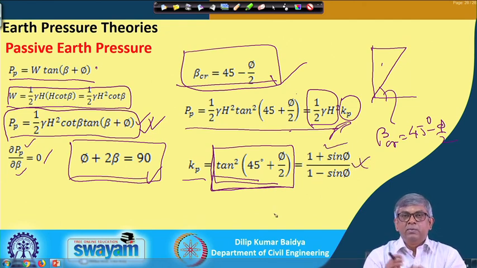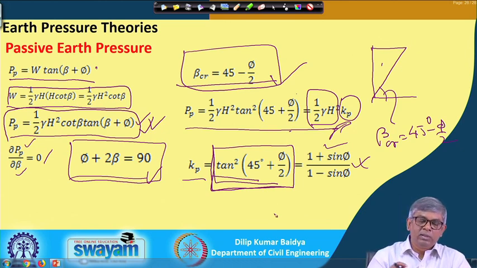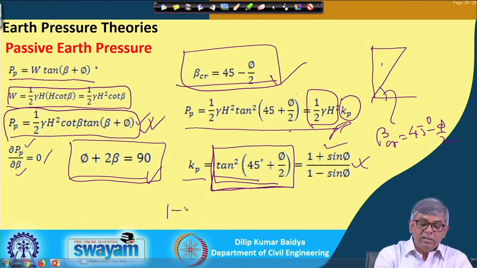So, that means we have got K_A, we have got K_p, and the total thrust for the active case and the total thrust for the passive case. We have both of them, and for the at rest condition, as I have told you, the coefficient of earth pressure is 1 minus sin phi.